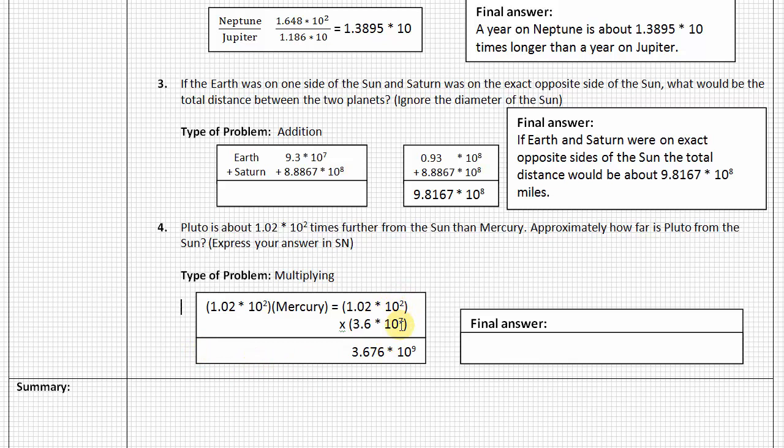So when multiplying with our powers of 10, we keep the base and add the exponents, so it becomes 10 to the 9th. And we multiply our coefficients, so we multiply 1 and 200ths times 3 and 6 tenths, and we're going to get about 3 and 676 thousandths. So this would tell us the approximate distance of Pluto from the Sun. So as our final answer, we would say Pluto is about 3 and 676 thousandths times 10 to the 9th power miles from the Sun.